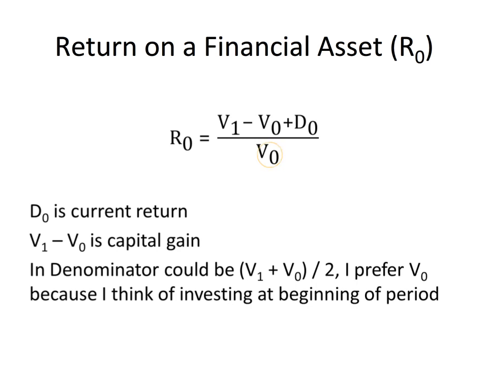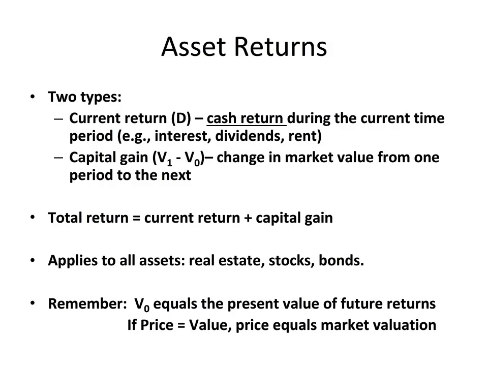But here's the equation for calculating the return, or the total return, from an asset. Here's another way of looking at that, and this takes that equation and puts it into words. There are two types of returns from an asset. The current return, or the cash return. That would be interest, dividends, rent. The second type of return is the capital gain, and that's the change in the market value from one period to the next. The total return equals the current return plus the capital gain, and this is applicable to all assets. It's real estate, stocks, and bonds.